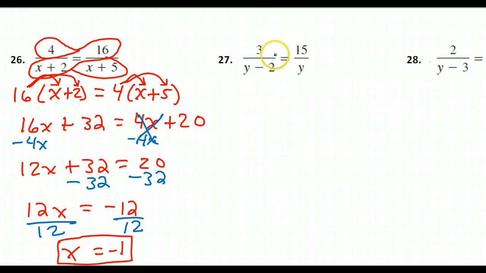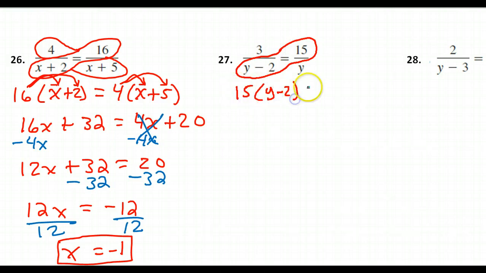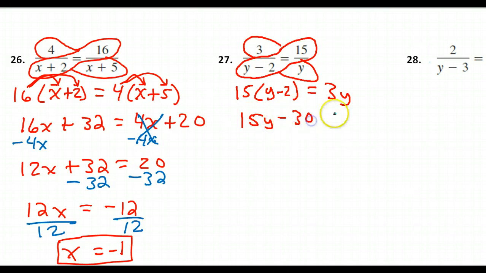Number 27, if I do this diagonal, I'm doing 15 times y minus 2. If I do this diagonal, I've got 3y. So that's going to be 15y minus 30 is equal to 3y.